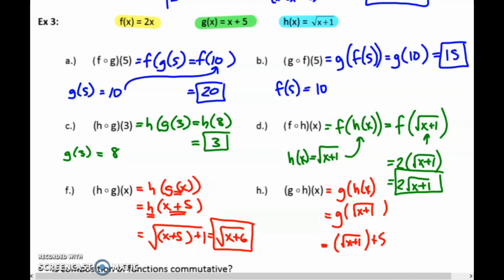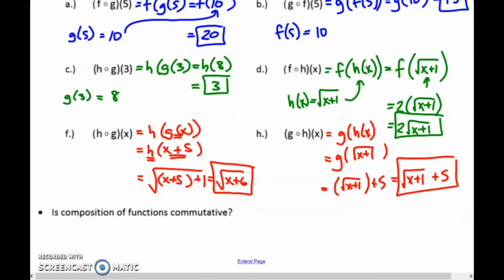Now notice this 5 is not underneath the radical. So this answer is simply square root x plus 1, then outside of the radical plus 5. Different than h of g of x. So is composition of functions commutative? No. And then you can do something like f and h. All you have to do is just show there's one example that doesn't work, and then it can't be commutative. Okay. All right.